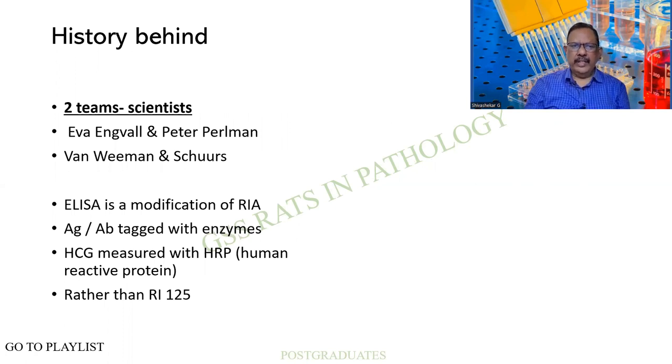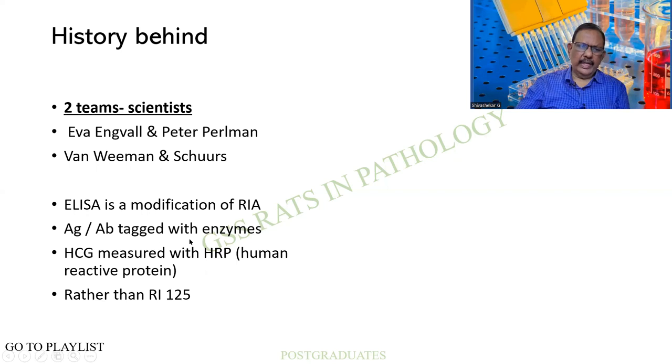There are two teams of scientists in the history behind this: Engvall and Perlmann, and Van Weemen and Schuurs. These two sets of people have led to the evolution of the ELISA, and probably the other techniques are to follow. It is a modified form of radioimmunoassay. Radioimmunoassay by itself is a question, chemiluminescence is a question, ELISA is a question. So we shall be having a fundamental of it. I shall be covering the others in the days to come.